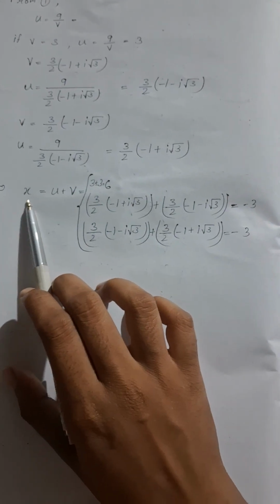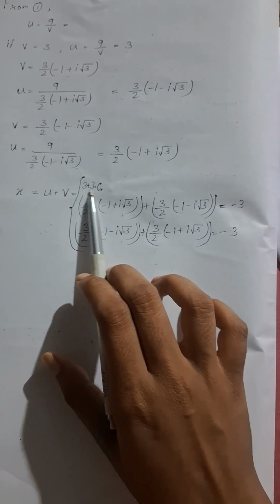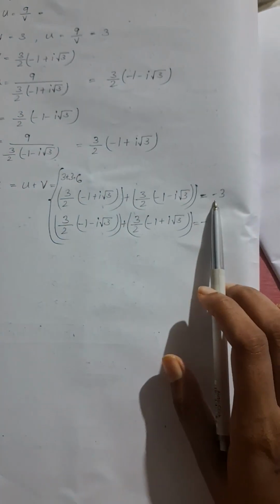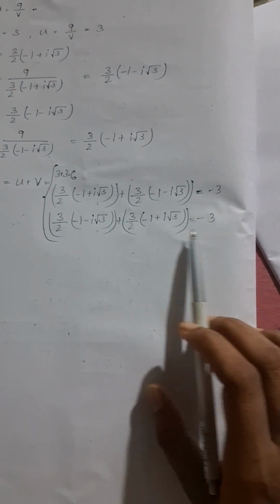So as we let x equal to u plus v, taking all the u and v values, we get the answers as 6, -3 and -3. Now we have all the roots.